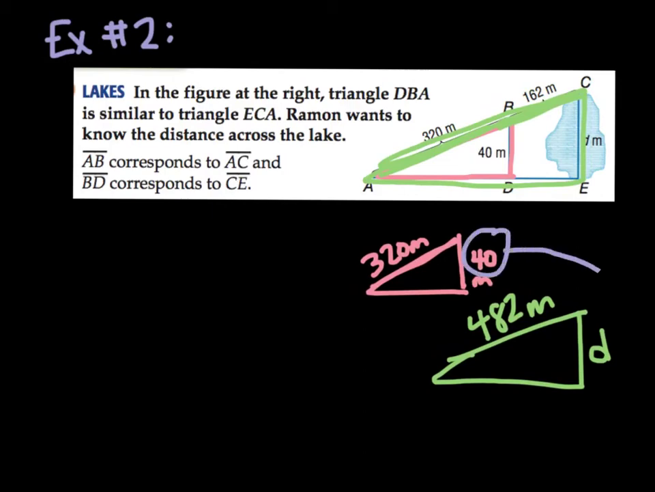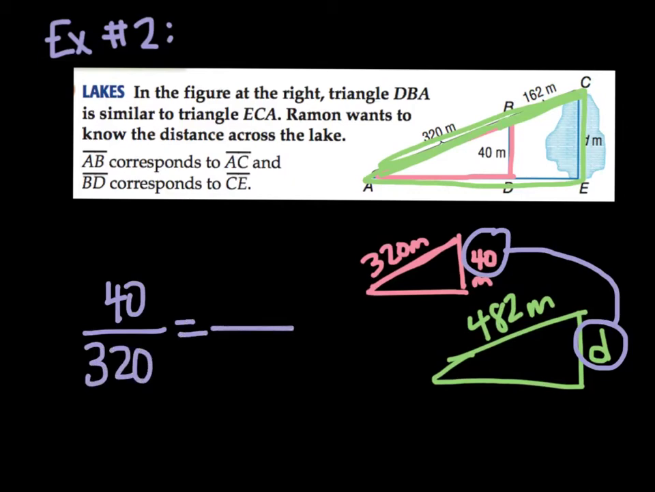Obviously you can see the side of 40 corresponds with the side of D. And so when we write this, this is going to be 40 over 320 equals, and then our corresponding side is D with the 40, and then 482 corresponds with that 320. And now we can solve our proportion.